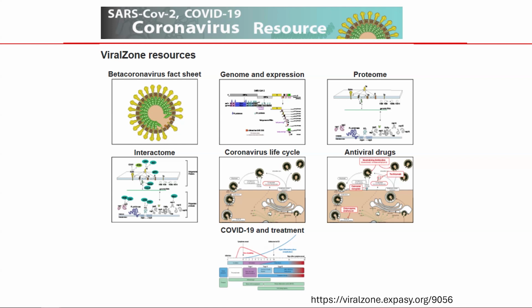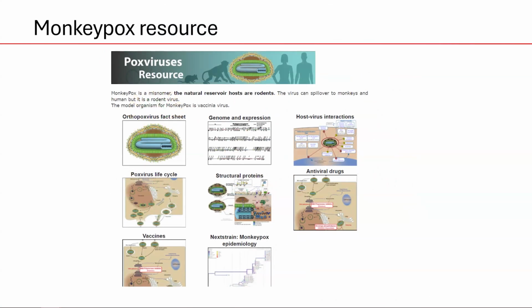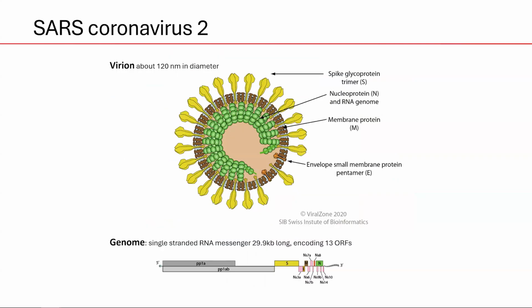So this is kind of a toolkit for when there is an epidemic or something, many labs switch to, or students want to know more about the virus, and they need to have a basic molecular biology about it. So this is a kind of start for them. So this is a monkeypox resource, pretty much the same. I will not go through it.